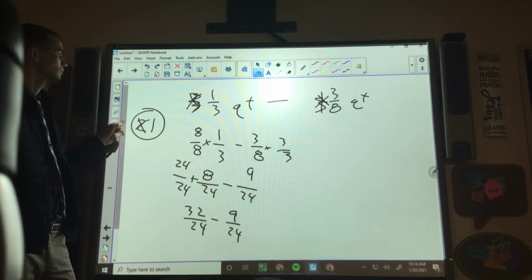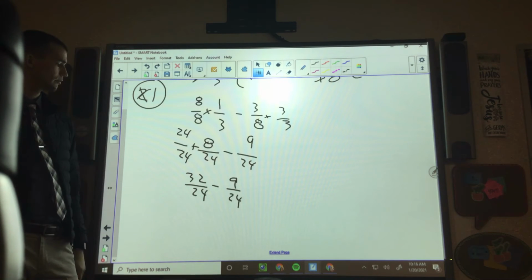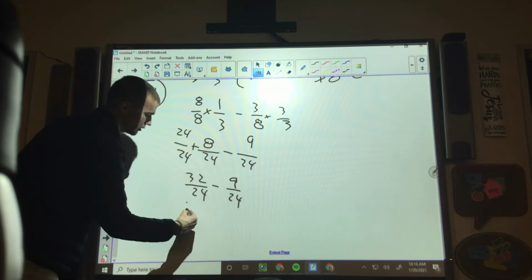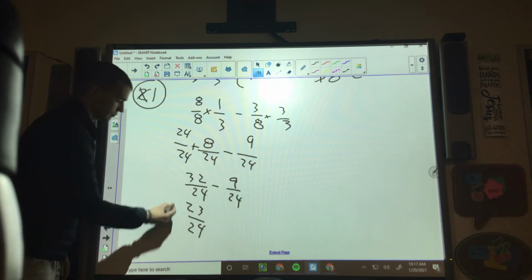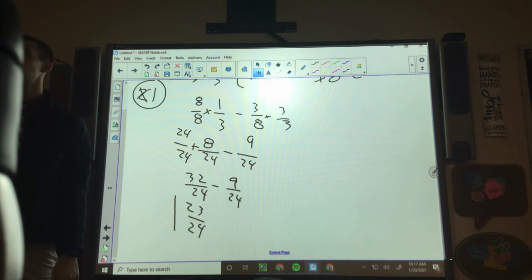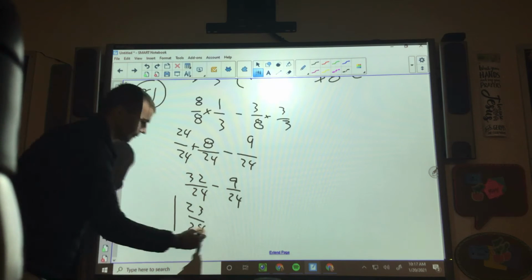Yeah. 23 over 24. Yep. 23 over 24 and what? And 1 whole. Oh, quarts. Quarts. Yep.